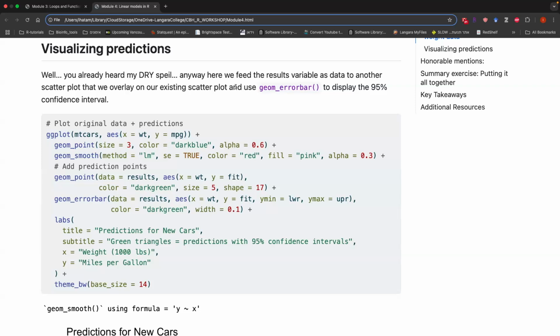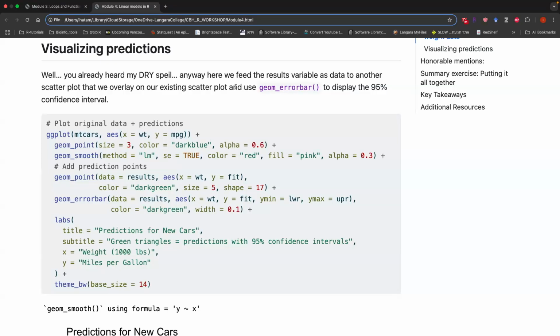Now, as my great comment here for my code, good coding practices states, we are going to add our prediction points, the points that we're predicting. So we're adding another point. We're adding those new points. Note that here I am specifying new data. That's our results. Because I'm specifying new data, I have to specify new mapping coordinates. What are my coordinates for this data? X is weight and Y is my fit. Where does it fit? Which is basically the equivalent of mpg.